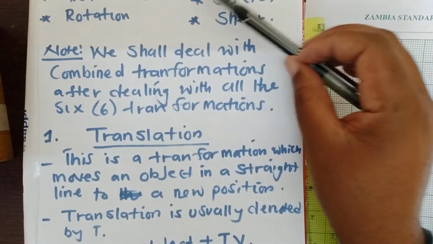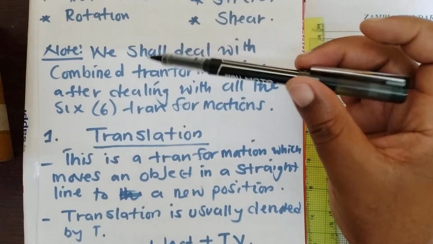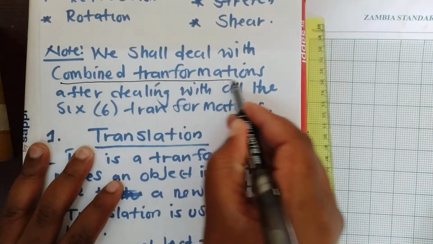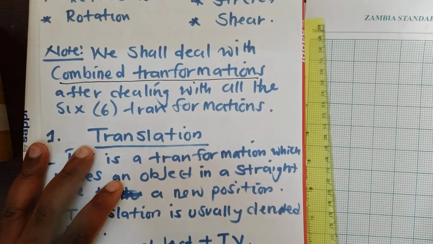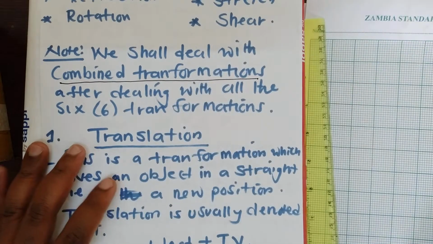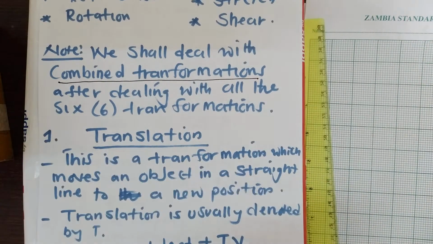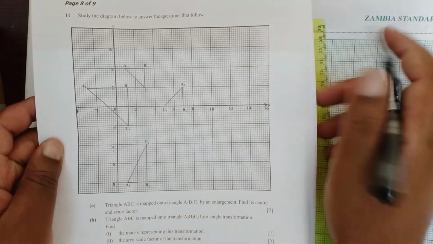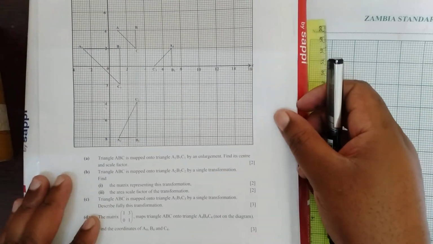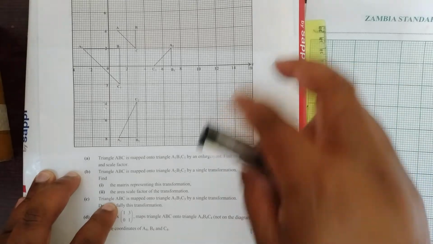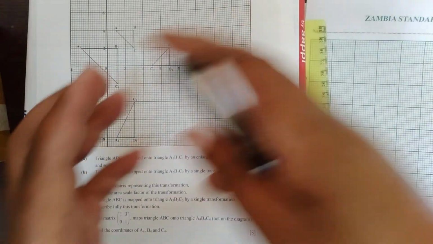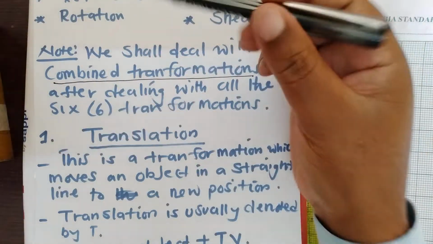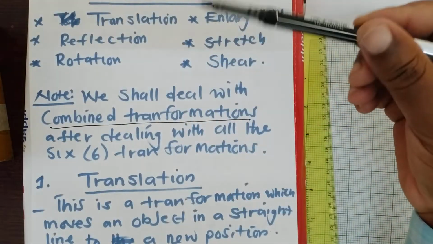When we are done with all these 6 transformations, we need to deal with what we call combined transformations, because this is what is expected of you in an exam. For example, if you look at this past paper from 2020 internal, this is the question that was there. This represents what we call combined transformation. So when we are done with all those 6 individually, then we'll look at combined transformation, which is expected of you in an exam. So now, let's begin dealing with these transformations one by one.